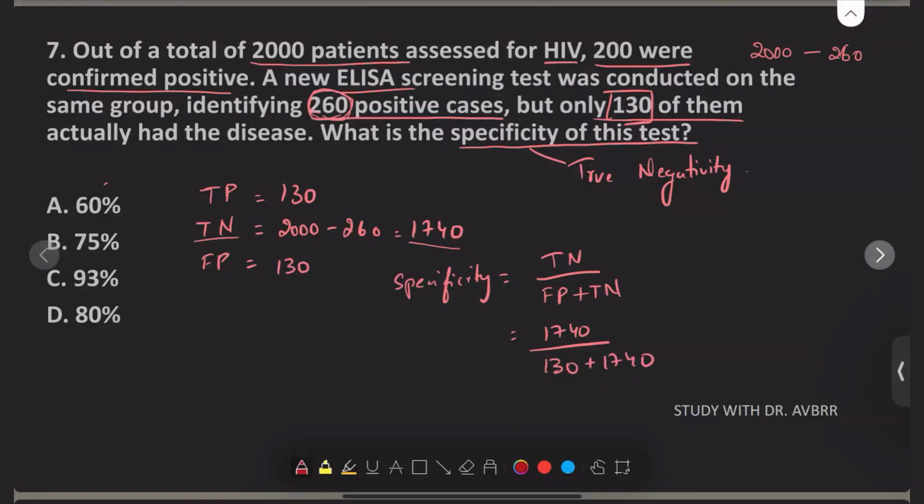So in the options they were given in percentage, so again, we'll multiply it by 100. 1740 divided by 1870, times 100. Again, you can use the calculator and you will get the answer as 93%. It's 93%, option C.